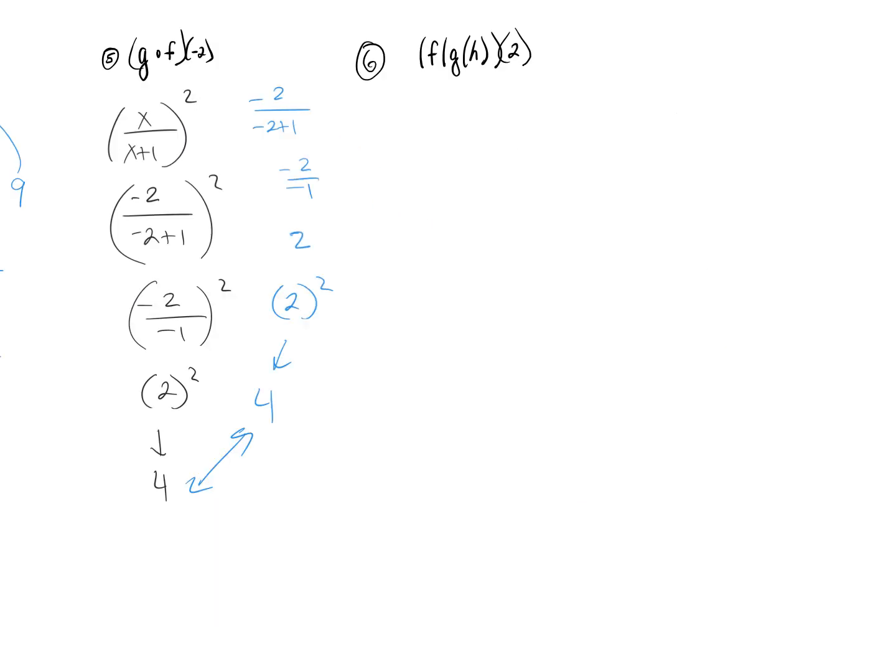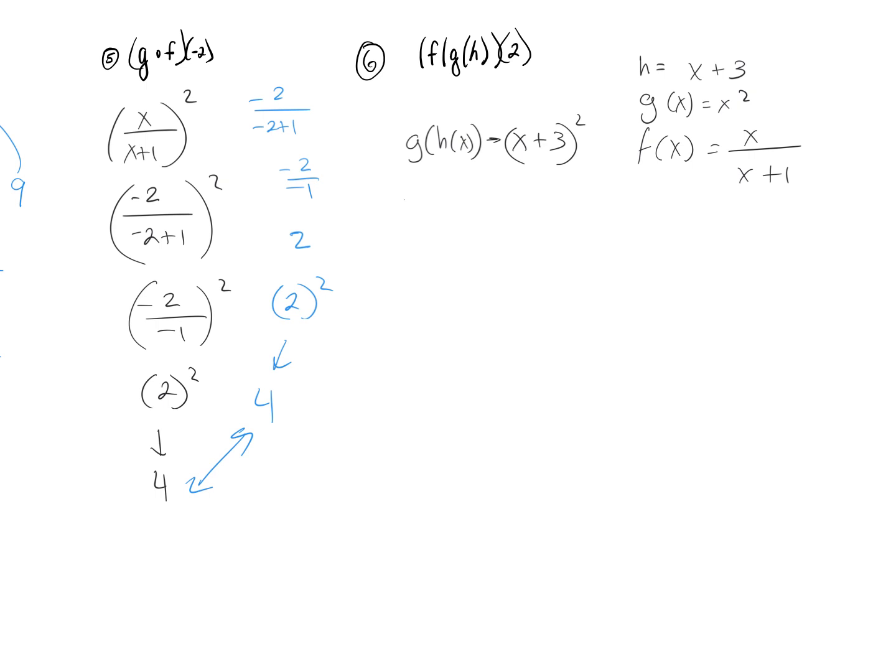Now for the last one, let's write what h is. H was x plus 3. G of x was x squared. And f of x was x over x plus 1. Now, they want us to do f of g of h. So, we got to plug h into g. So, the first step would be this. So, it would be x plus 3 squared.